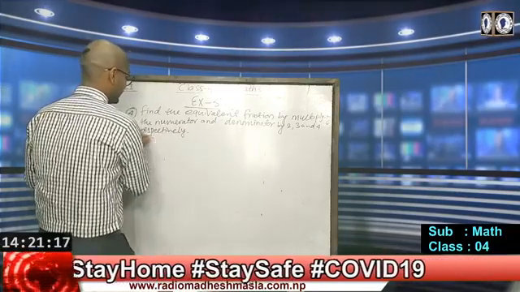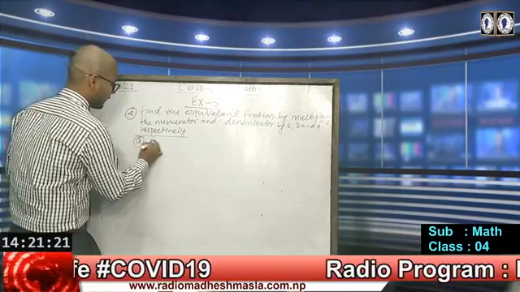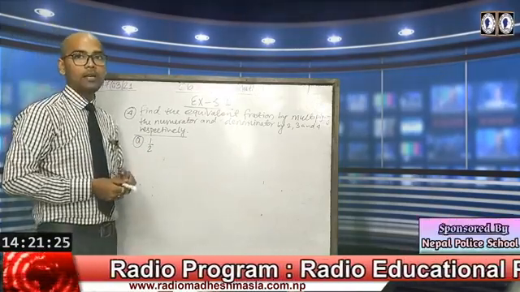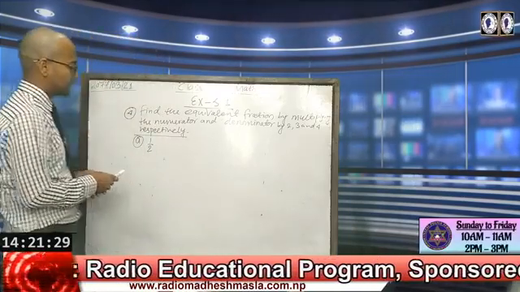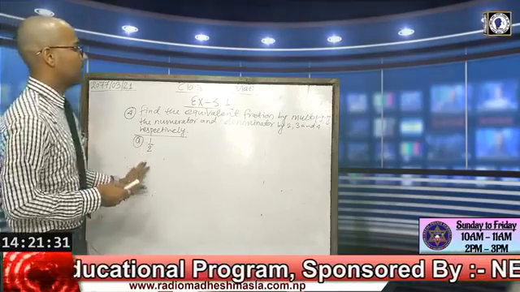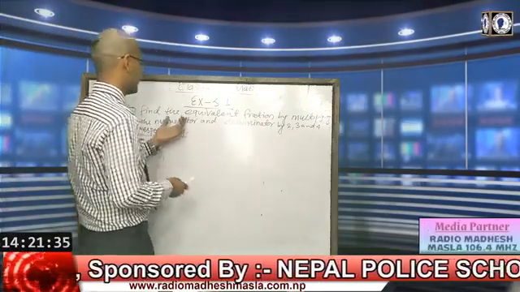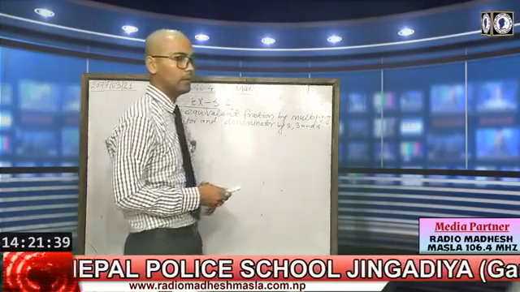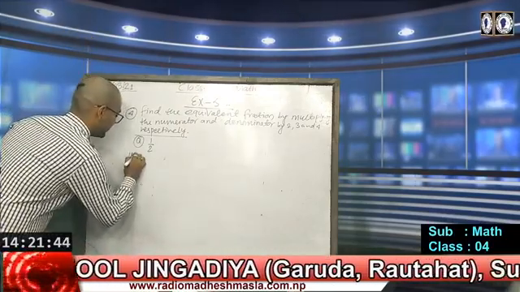Okay, in this condition, suppose we have a question like 1 by 2. If we have the question 1 by 2, we need to find 3 equivalent fractions by multiplying by 2, 3 and 4. In this condition we can find them like this.